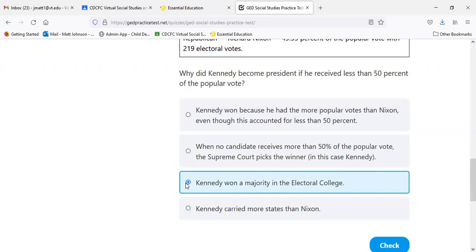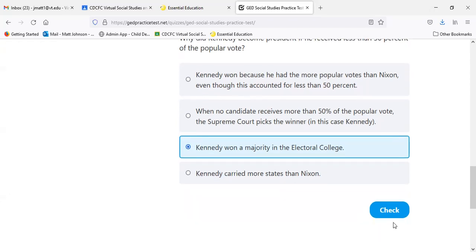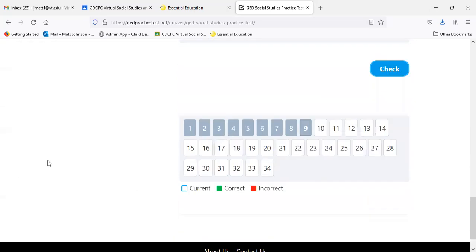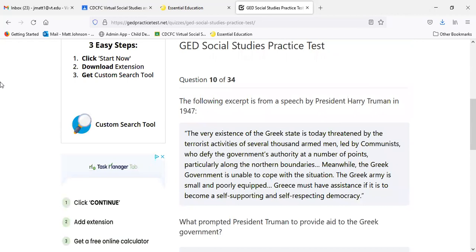And you'll notice also that those tend to be very, very close races that come down to really close electoral votes. So yeah, Kennedy won a majority in the Electoral College. That's how we decide the president, whoever reaches 270 electoral votes.